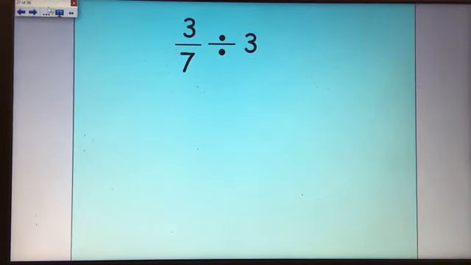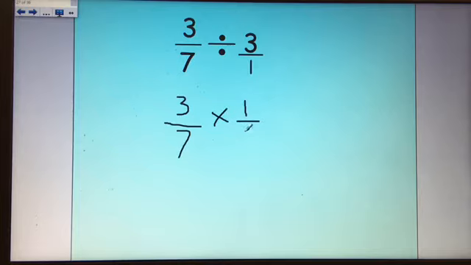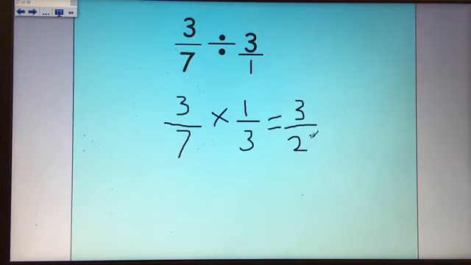Okay, so dividing fractions by a whole number. All you have to do is turn that 3 into a fraction, which, if you can remember, is 3 over 1. Then you do exactly the same thing. Keep, change, flip. 3/7 times, changing that to times, 1 over 3, equals 3 times 1 makes 3. 7 times 3 makes 21. You may have noticed you could simplify that down to make 1/7.